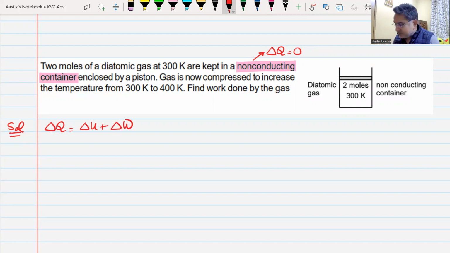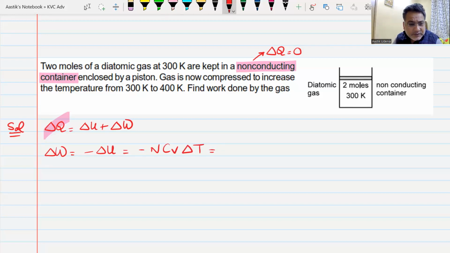I'd given you the work done for an adiabatic process as well. You know the change in internal energy as well. Here, the delta Q is 0. So delta W will be negative of delta U, negative of n CV into delta T. That is all you need to do, my dear friends.